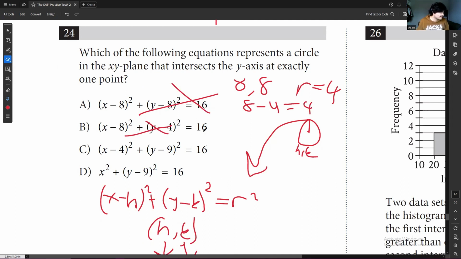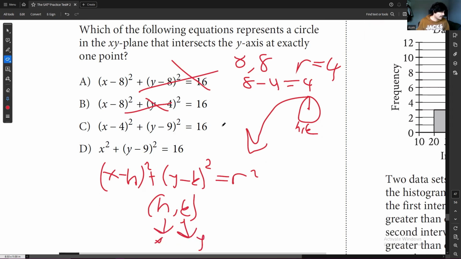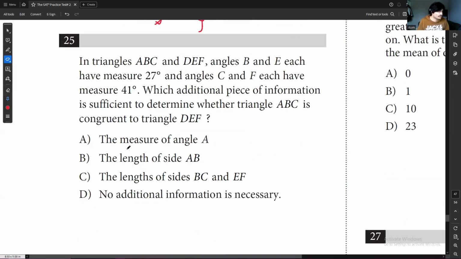Also over here, I got the same. 8 minus 4 is 4, and over here I got 4 minus 4, which will give me a 0, and this will mean that I am actually touching my y-axis in that specific circle.